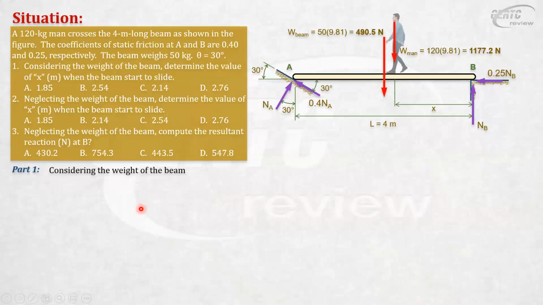Notice here, how many unknowns do we have? We have 3 unknowns total.